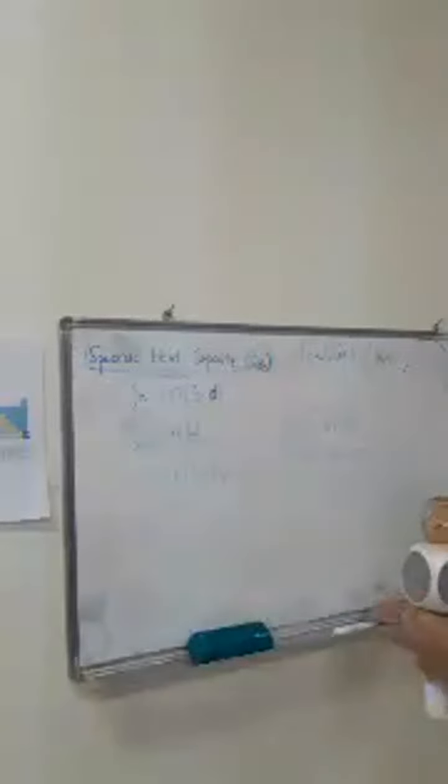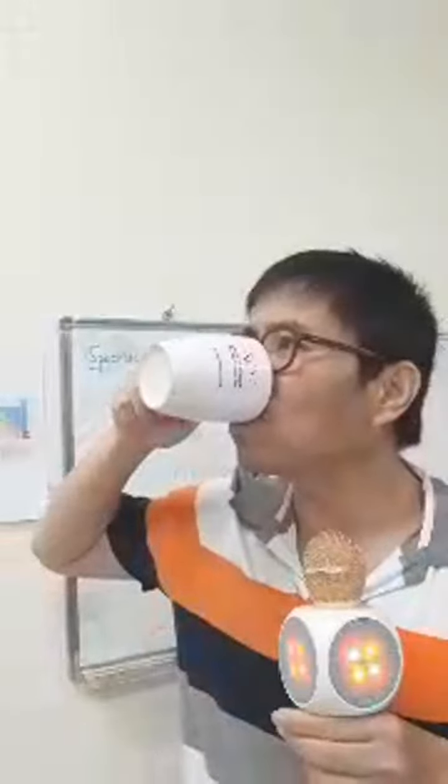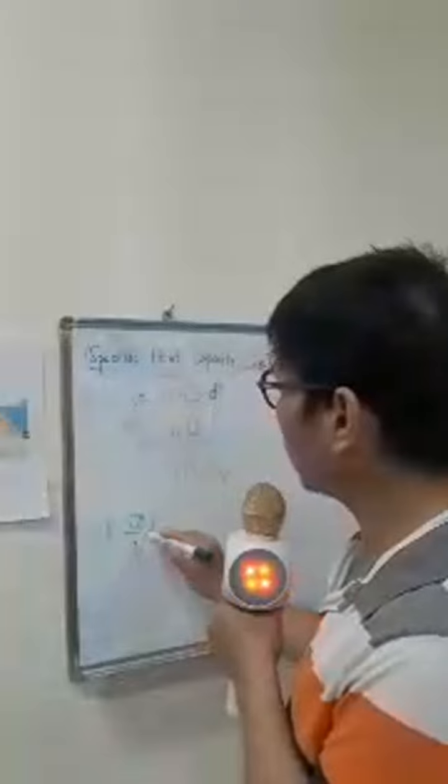Now, we will convert 1 calorie per gram degree Celsius as our standard value of specific heat capacity. Whatever it is, we convert it. So, 1 calorie per gram degree Celsius.